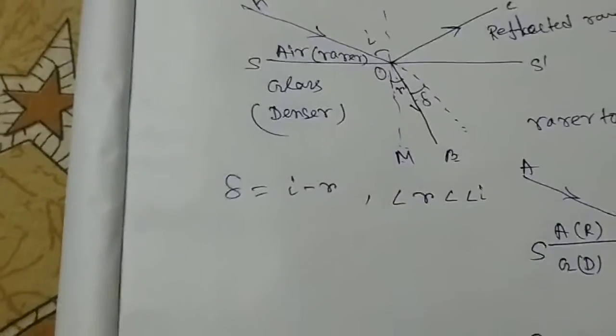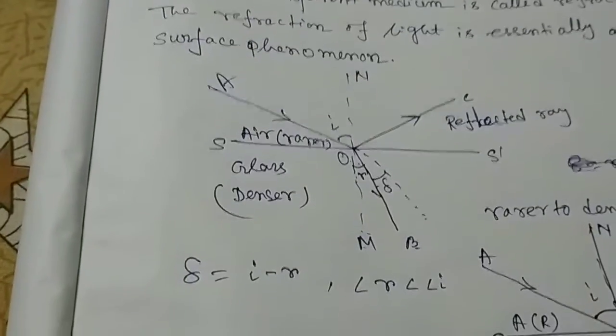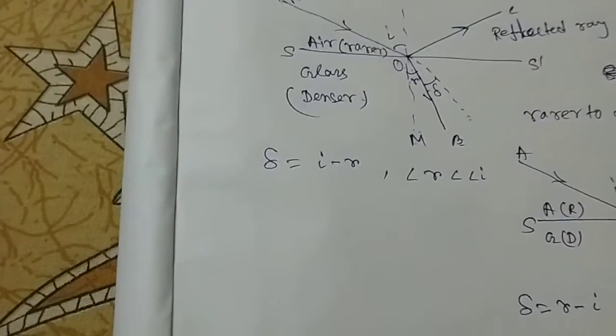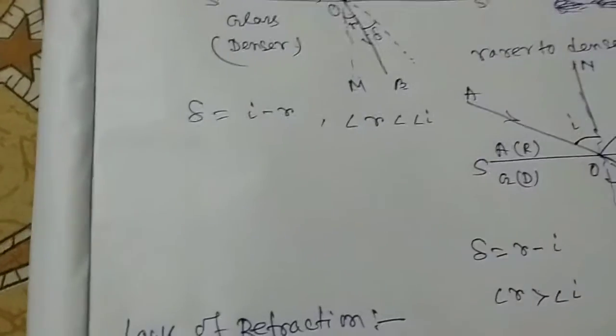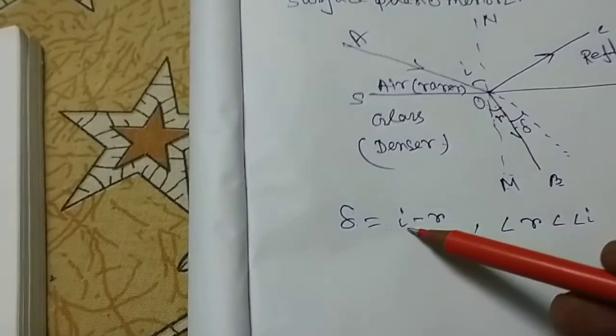It has been experimentally observed that when a ray of light travels from a rare medium to a denser medium, say from air to glass, it bends toward the normal. The deviation of the ray, delta, equals I minus R.